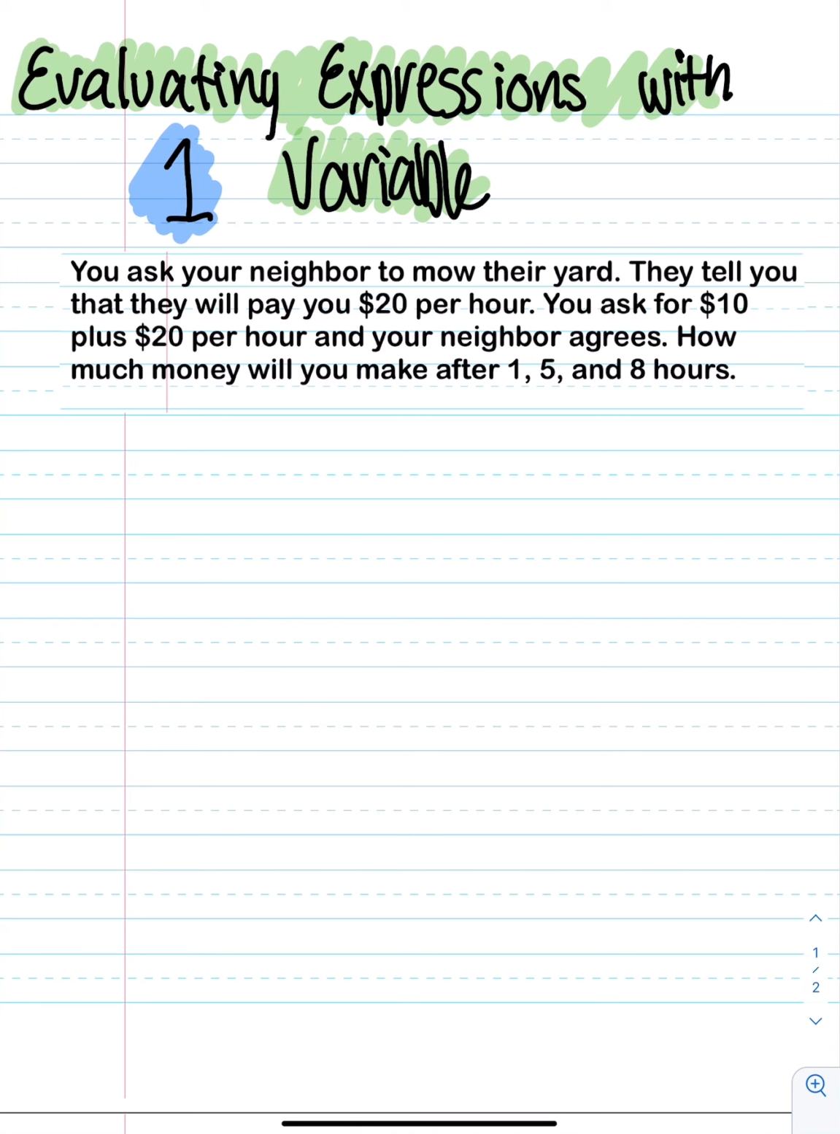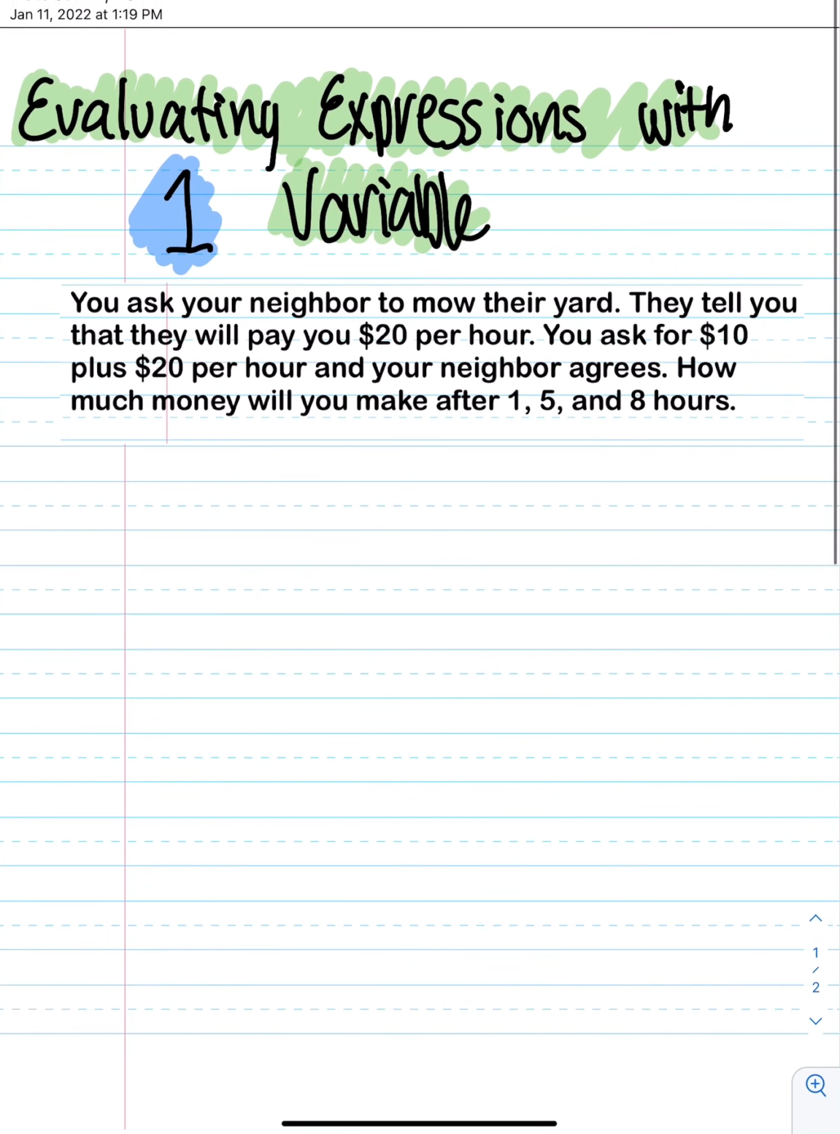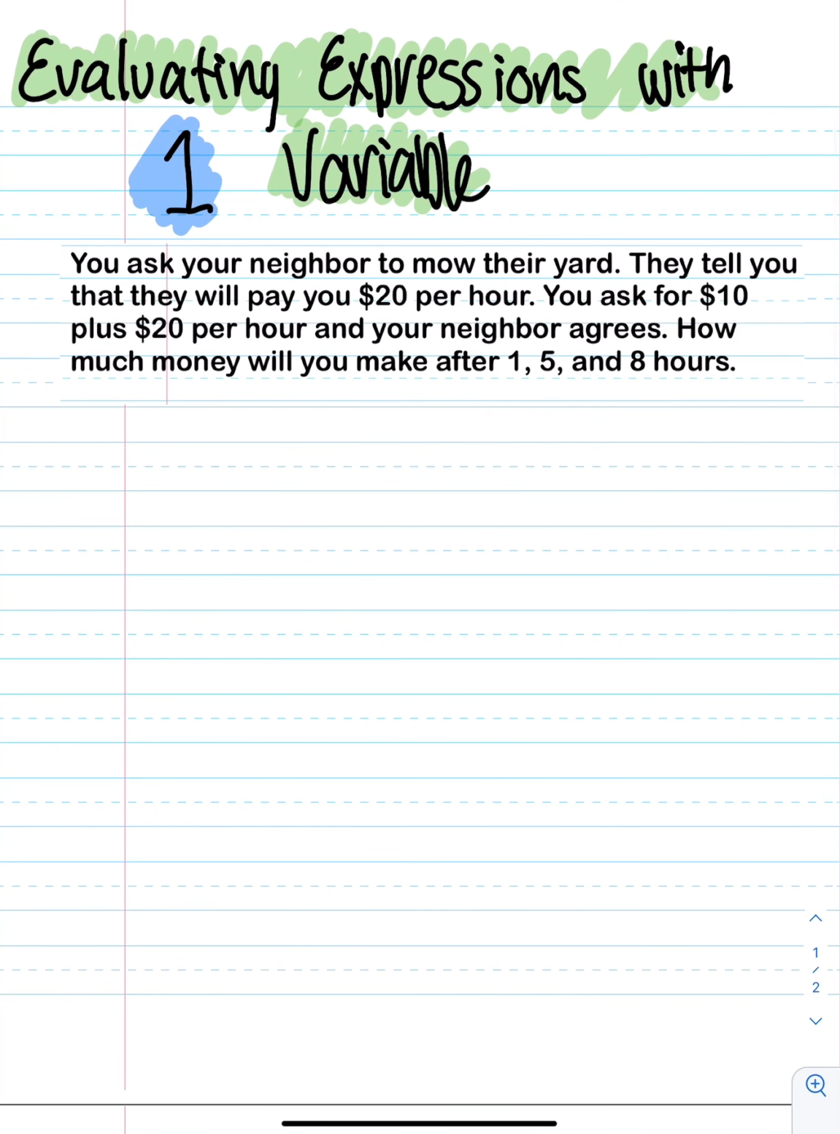So first off, we have a problem here, and it looks like we are asked to find how much money I'm going to make after 1, 5, and 8 hours. You ask your neighbor to mow their yard. They tell you that they will pay you $20 an hour. Instead, you ask for $10 plus $20 per hour, and your neighbor agrees. How much money will you make after 1, 5, and 8 hours? So, let's go and write our little equation.